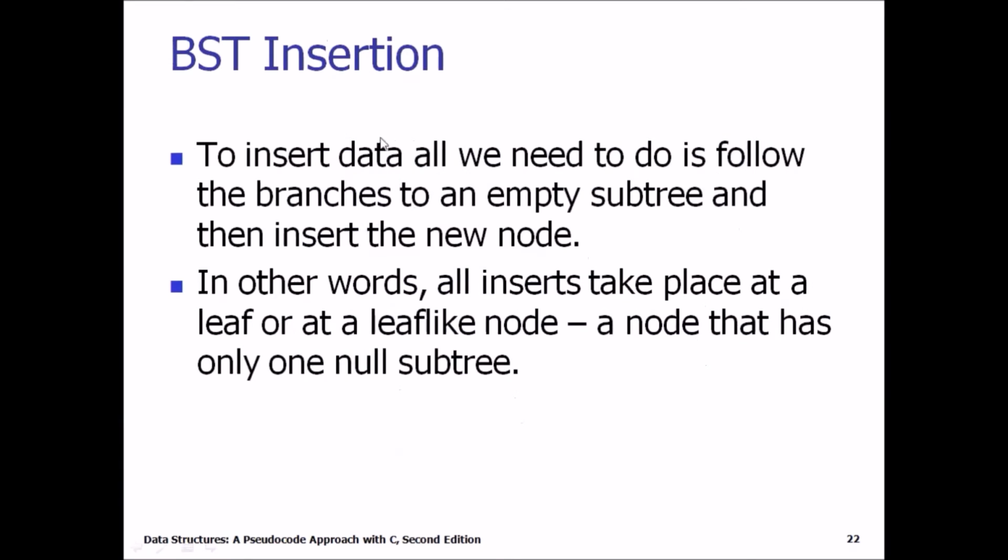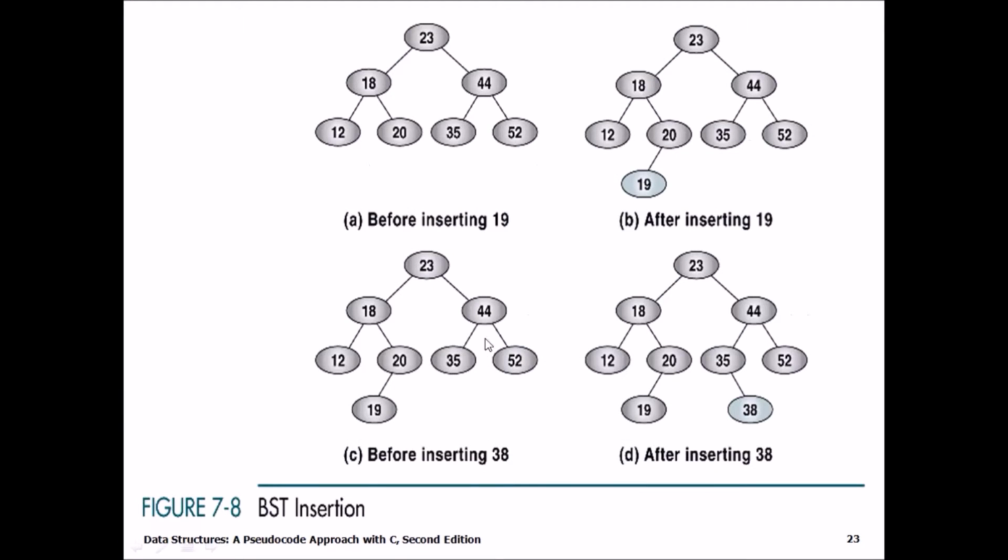Now BST insertion. To insert a value, all we need to do is follow the branches to an empty subtree and then insert the new value. In other words, all inserts take place at a leaf or at a leaf-like node, a node that has only one null subtree. So here we have the numbers which we took in the earlier slide. Now you need to insert 19. This is before inserting 19. Now what after inserting 19?